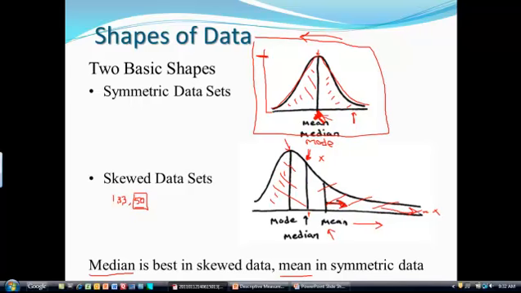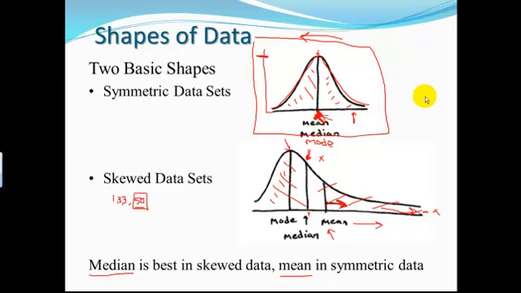Now, I say all this knowing that we're going to work a lot more with the mean this semester than with the median. And so let's go on and talk about some other measures of center. We'll come back to that idea, but we're going to work with the mean a lot more. But the mean and the median are the two that you need to consider when working with measures of center.